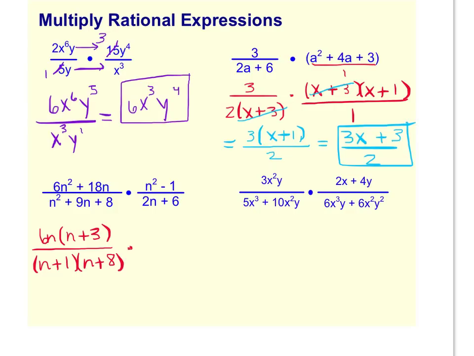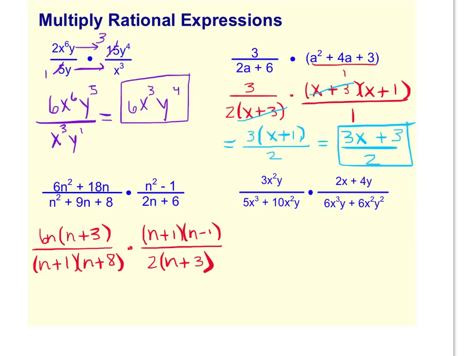times, now this next fraction, you have that n squared minus 1. That's your difference of squares. So what did you square to get each term? We're going to work with an n and a 1. So we have n plus 1, n minus 1, all over. And then in your denominator, we have 2 times, factor out of 2, times n plus 3.